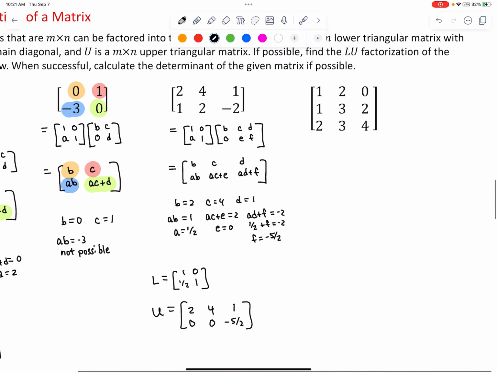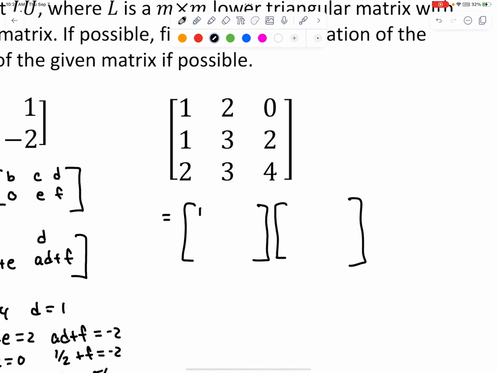And now let's do our 3 by 3. If in fact this does have an LU factorization, it will factor into L, which will be 3 by 3, and U will also be 3 by 3. L will have to have 1s on the main diagonal, 0s above the main diagonal, and then the other 3 entries are yet to be determined.